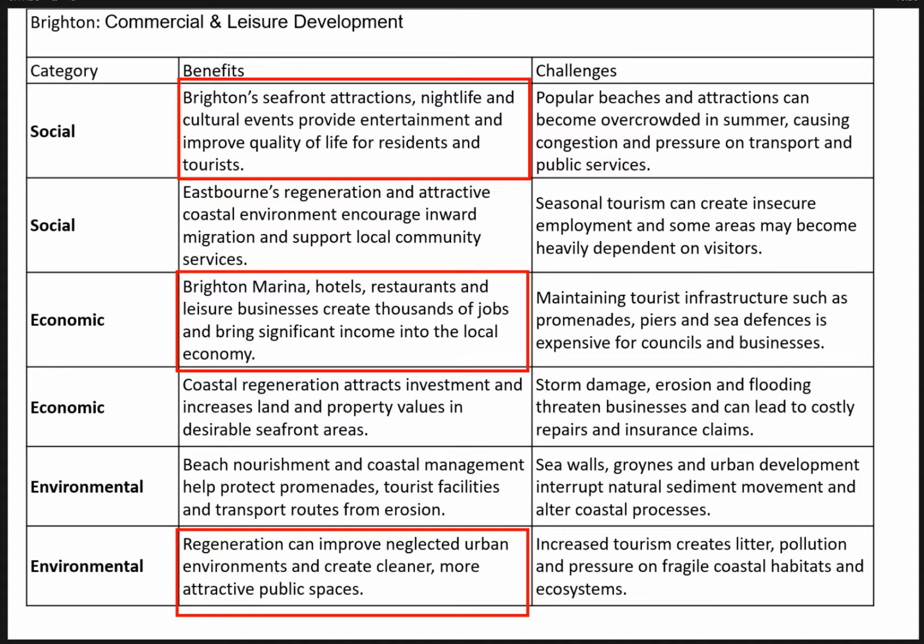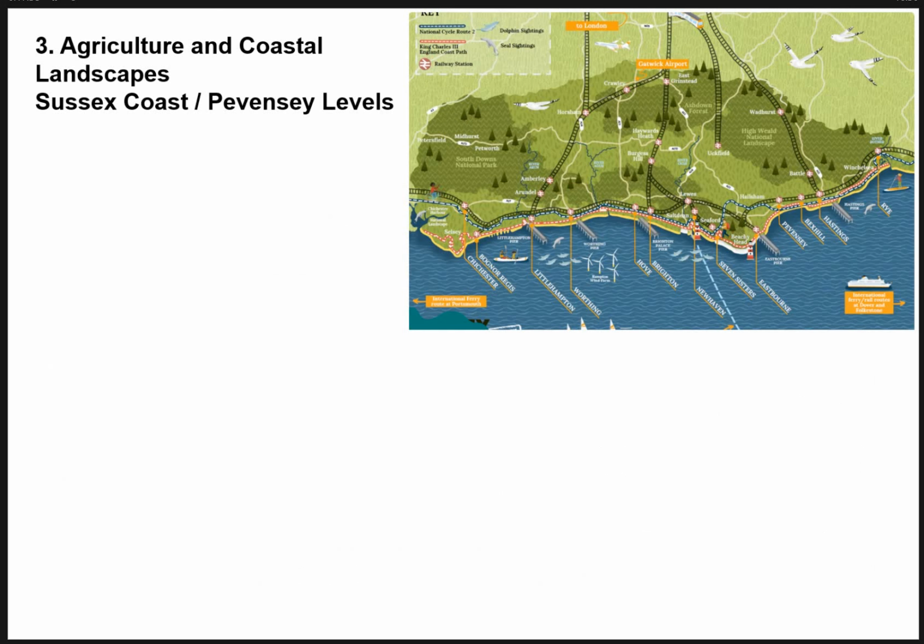Okay, so that's our two development human activities. One around a retirement town in Bexhill, what that means for population structure, what that means for services, and the other one is the commercial, which we looked at in Brighton and Eastbourne. Now let's look at a third human activity, and for this we're going to go back east along the coastline to the Pevensey Levels. So this is the Sussex coast, Pevensey Levels.